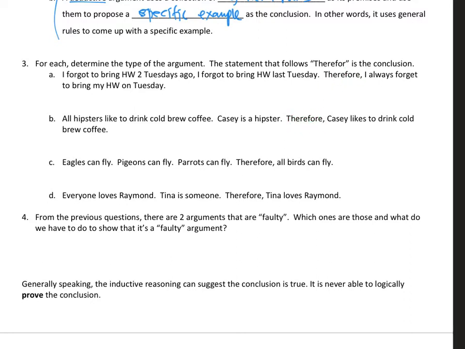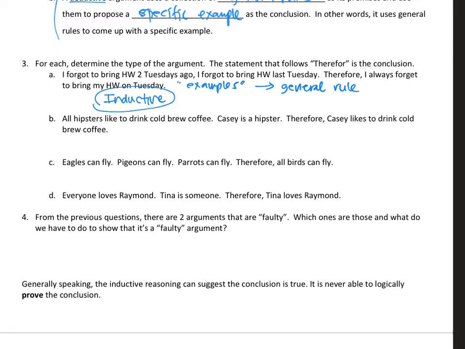I forgot to bring homework two Tuesdays ago. Oops. I forgot to bring homework last Tuesday. Ooh, what's happening here? Therefore... so these are specific examples. Two Tuesdays ago, I forgot my homework. Last week, I forgot my homework. Therefore, I always forget to bring homework on Tuesdays. So here I noticed that we're starting from examples, and then we're creating a general rule. The general rule is I always forget to bring my homework on Tuesday. So this will be inductive reasoning, right?